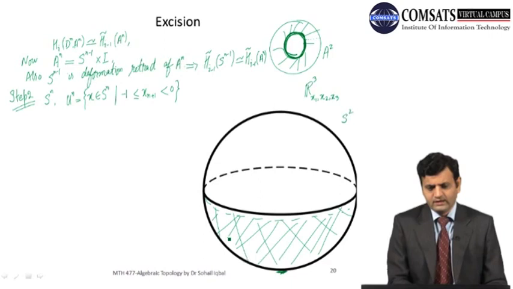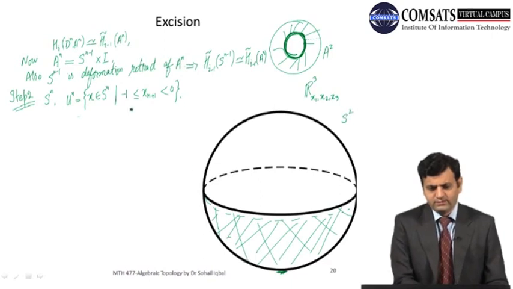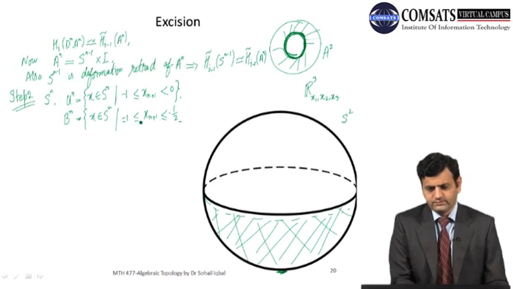Okay, so these are the points. This is U2. Now define another set Bn. This Bn is equal to the set of x belonging to Sn such that x_{n+1} is less than or equal to 1/2 and greater than or equal to minus 1.